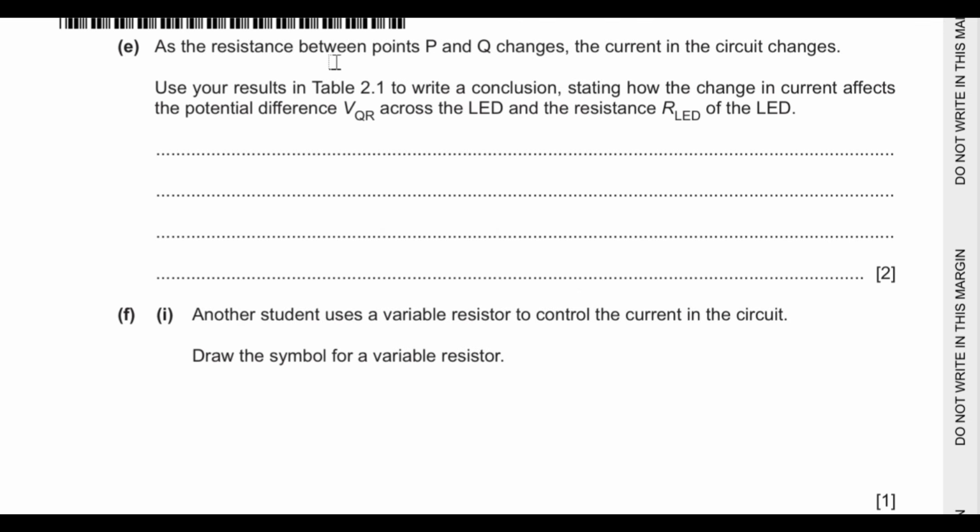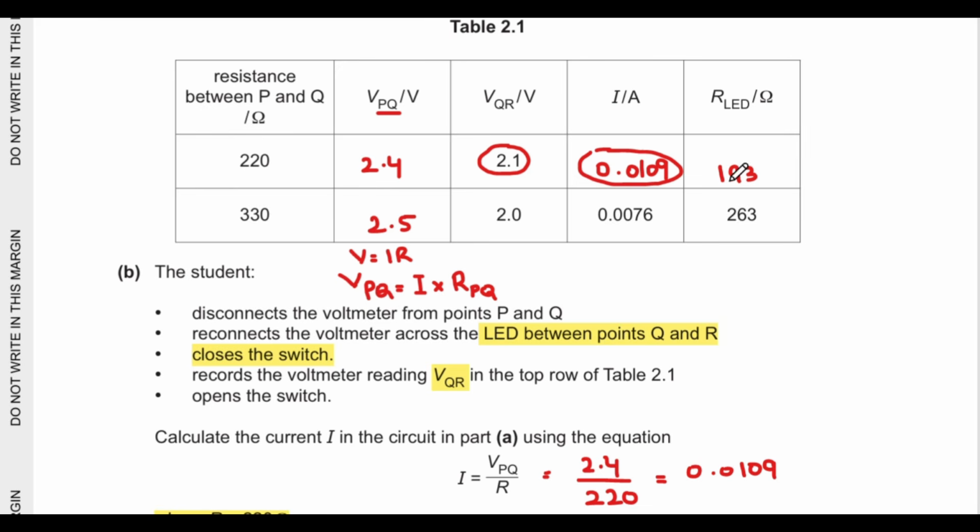Part E says as the resistance between PQ changes, the current in the circuit changes. Use your results in table 2.1 to write the conclusions. State how the current change affects the potential difference QR across the LED and the resistance of the LED. So let me just go back to the table that we have just completed. You can see in the table that current changes from 0.0109 to 0.0076. That means the current is decreased in value.